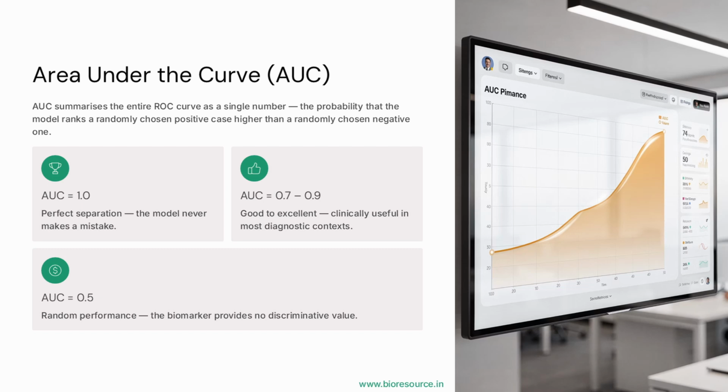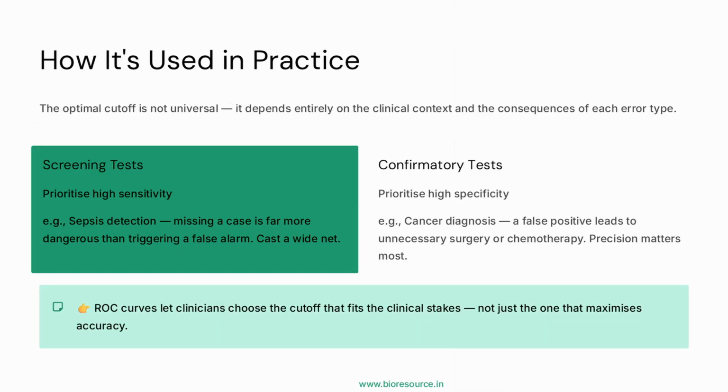Now let's translate this into clinical decision making. Threshold selection depends on error cost asymmetry. Screening means maximum sensitivity and minimum false negatives. Confirmatory testing means maximum specificity, minimizing false positives. ROC enables identification of operating points aligned with clinical objectives.